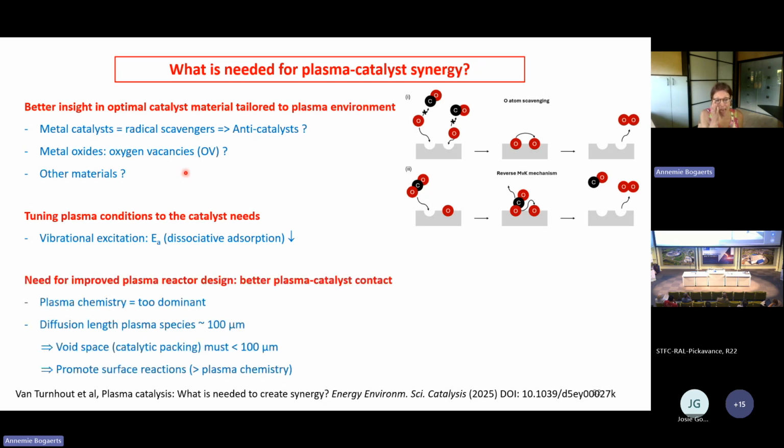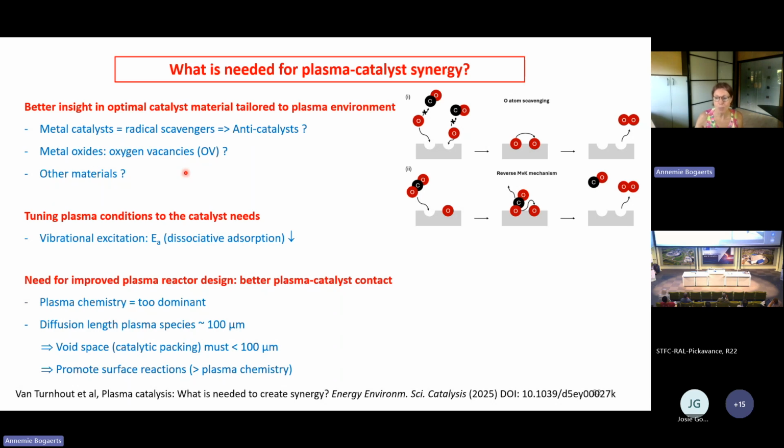I also believe there is a need for improved plasma reactor design for better plasma catalyst contact, because we see in our experiments that the plasma chemistry is too dominant. This makes sense if you calculate the diffusion length of plasma species, which is in the order of 100 micrometer or lower. That means that these radicals react in the plasma at this short distance, before they can react at the catalyst surface. So the void space in a catalyst packing should be below 100 micrometer to promote surface reactions.